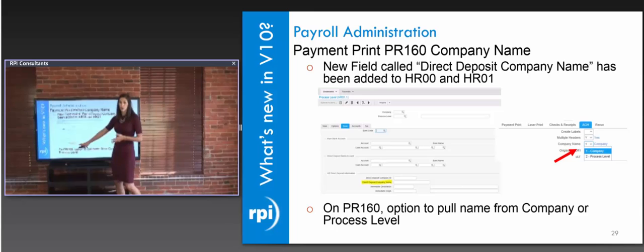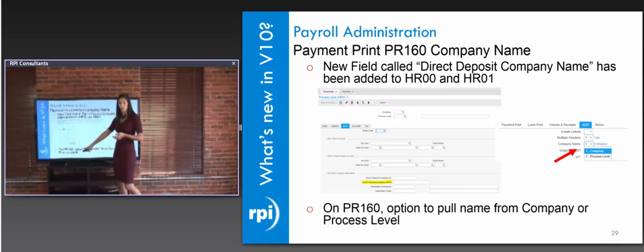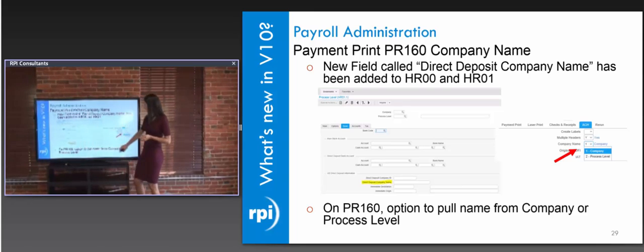Essentially, if your company is using a legal name for banking purposes that's different from what is defined on the company or on the process level, you can use this field to put in the name that you actually want to see used on your payment print. And then you can select it from the company name field right here, whether you want to see it pulled from company or from process level.